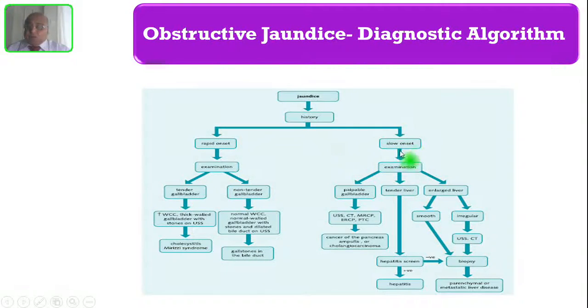If the onset is very slow, you have to examine and try to palpate the gallbladder or any other mass. If the gallbladder is palpable, you can do ultrasound, CT, MRCP, ERCP or PTC. That will prove this is a case of cancer head of the pancreas, periampullary carcinoma or cholangiocarcinoma. This is a slow obstruction. If the patient has a tender liver, do a hepatitis screen. If it is positive, this is a case of hepatitis. If there is an enlarged liver, find out if it is smooth or irregular. If it is irregular, go for ultrasound and CT, and then you can do biopsy also. That will show parenchymal or metastatic liver disease.